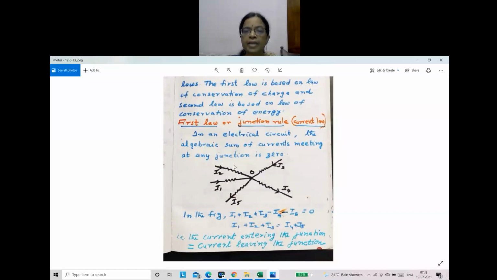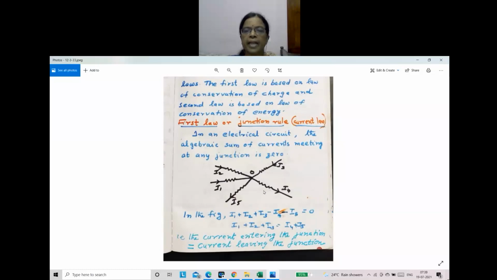In an electrical circuit, the algebraic sum of the currents meeting at any junction is 0. Very simple. Algebraic sum means some currents are coming towards the junction and some are leaving it, but when we take the algebraic sum, it is 0. There is a convention for taking it: current coming towards the junction is taken positive, and current going away from the junction is taken negative.